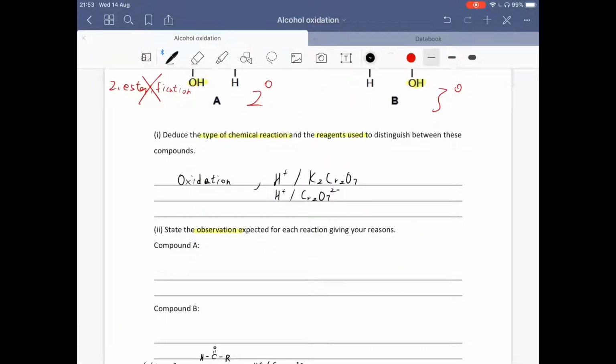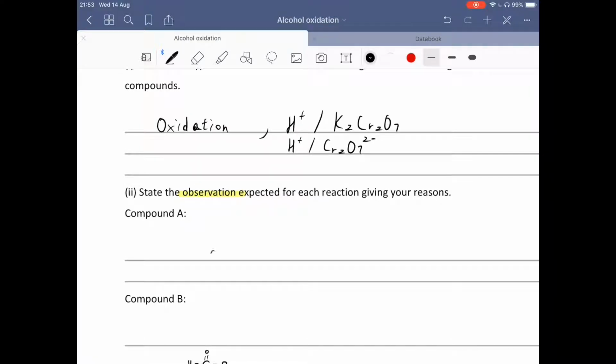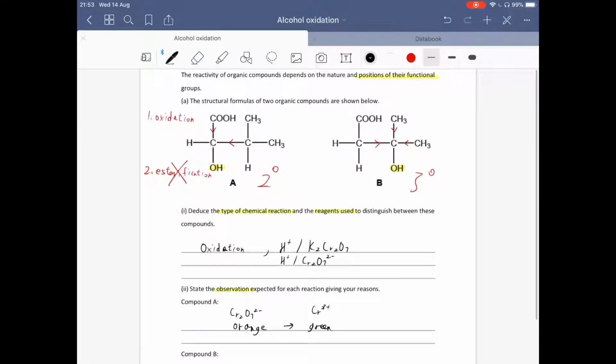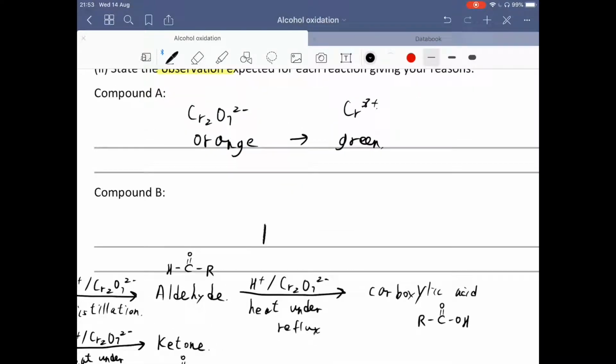So now you can write the answer for compound A. The color changed from orange to green. The orange color is because of the dichromate ion, and the green color is because of the formation of chromium(III) ions. For compound B, since it's a tertiary alcohol, there's no oxidation for a tertiary alcohol, so we can say there's no color change.